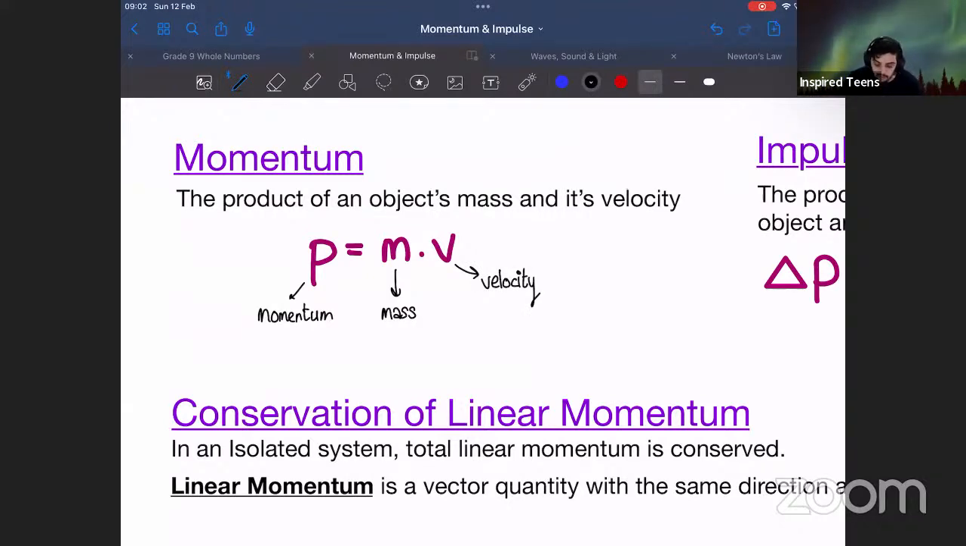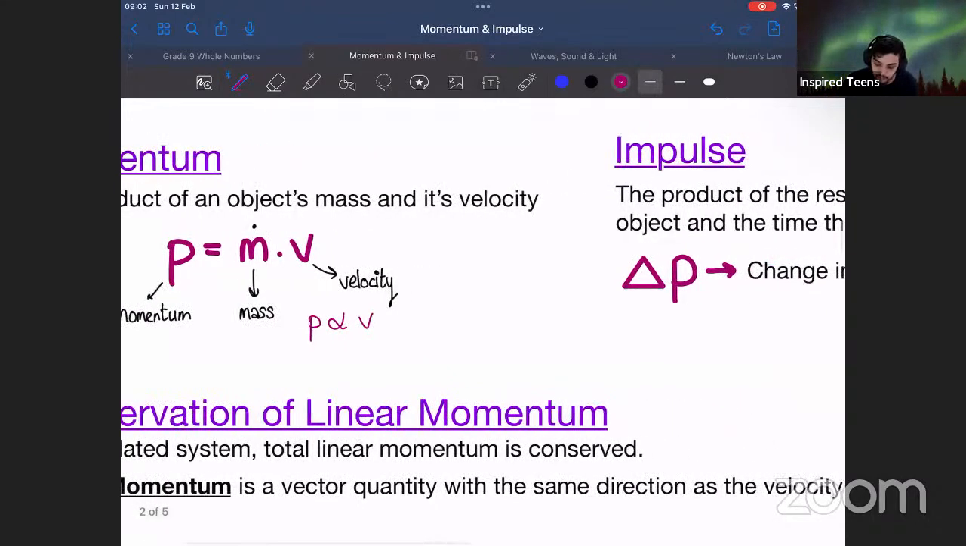In this formula, provided that our mass is remaining constant, we have a relationship created between momentum and velocity, and we say that momentum is directly proportional to the velocity. So basically, the higher the velocity, the higher the momentum, and vice versa, provided our mass remains constant. We're dealing with the same object.